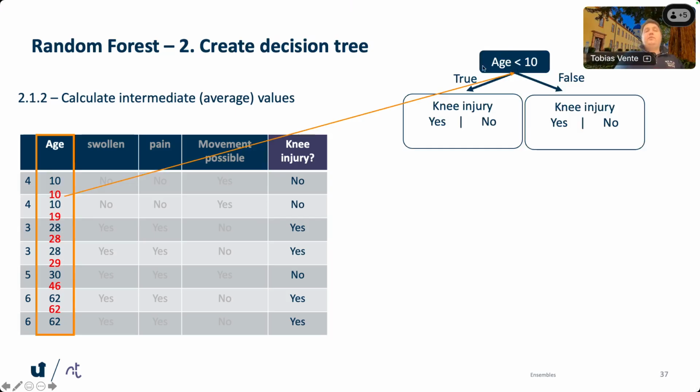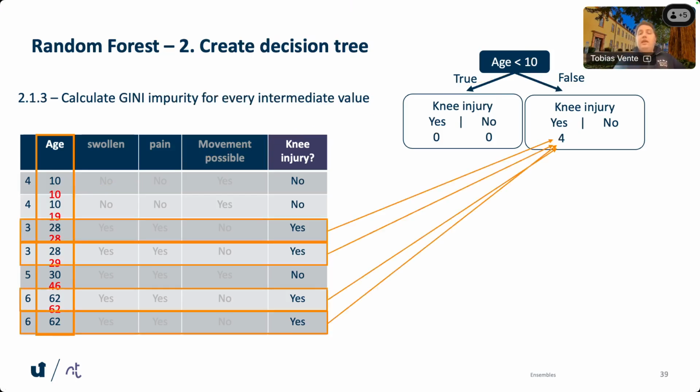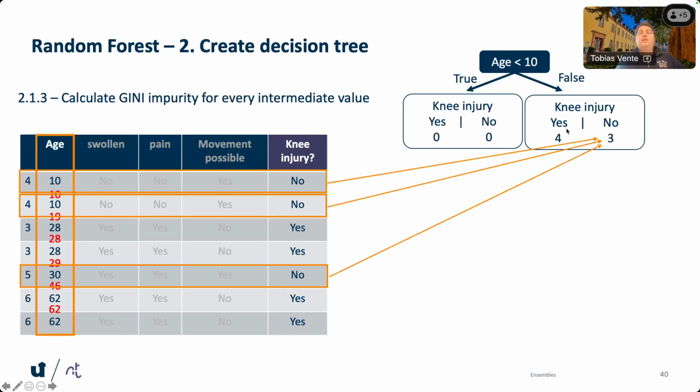So the first threshold is 10. It's the first red number. And then you say, okay, the age is either smaller than 10 or larger than 10. So in case smaller than 10, there is no data point that is smaller than 10. So the left part of the tree is filled up kind of easily. And of all the data points where the age feature is larger than 10, 4 of them say it is a knee injury, and 3 of them say it's not.